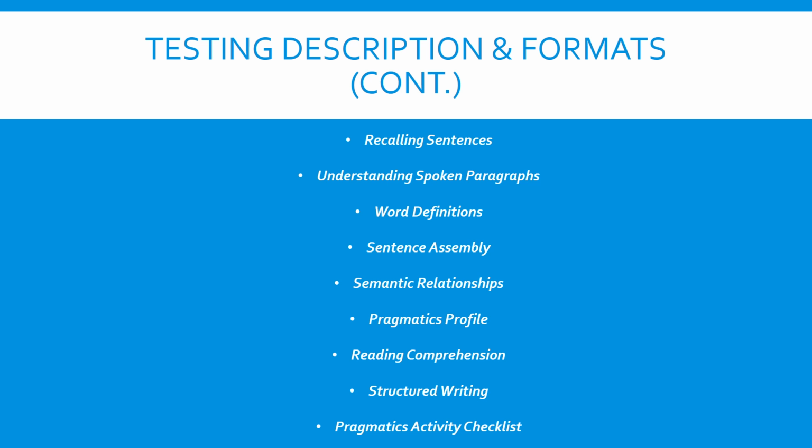Finally, we have the pragmatics activity checklist, which consists of 32 statements that measure functional, verbal, and nonverbal communication skills, and the examiner engages in authentic social interactions with the examinee and documents the occurrence of particular nonverbal and verbal behaviors to get sort of an overview.